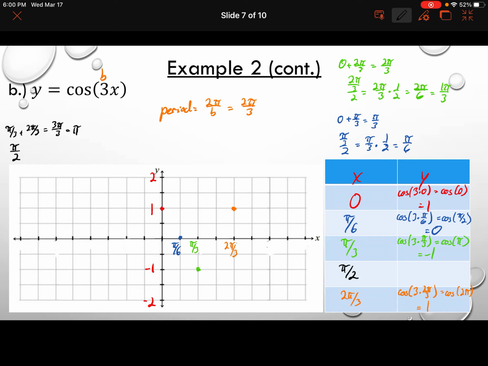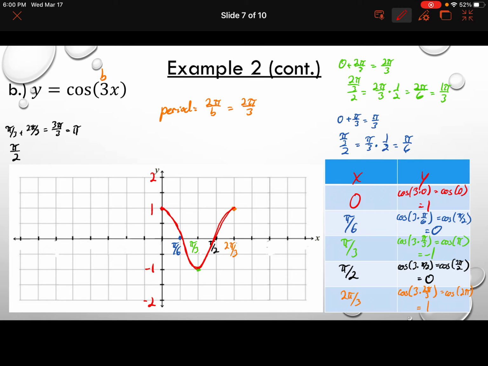All right. So now we do cosine of 3 times pi over 2. So it's cosine of 3 pi over 2. So now we just got to look up 3 pi over 2 on the unit circle. Okay, so it's down there. We've got the x value, so it'd be 0. So at pi over 2, we end up with 0. So we got our curve. We have our curve. That goes there, goes there.